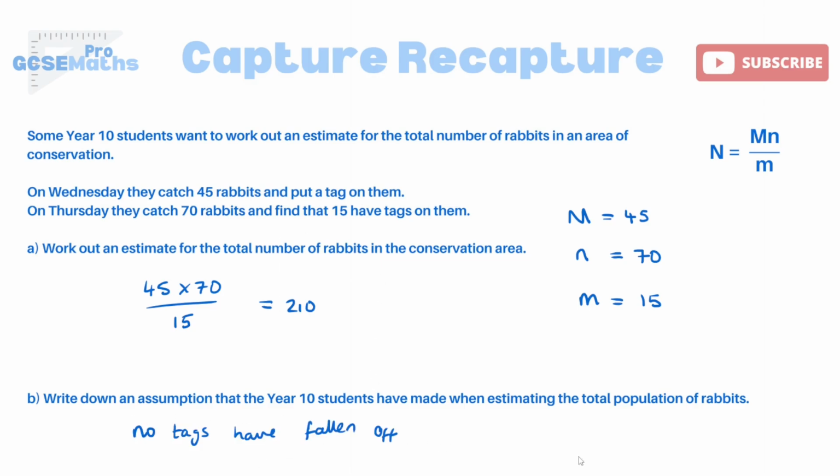So something along those lines, that no tags have fallen off or none of the marks have rubbed off, that kind of thing, because that obviously would affect our answer then, wouldn't it? Because technically then this number would be incorrect. This number would be too low if some of the tags had fallen off. So that's the assumption just related to the question that you've been given.